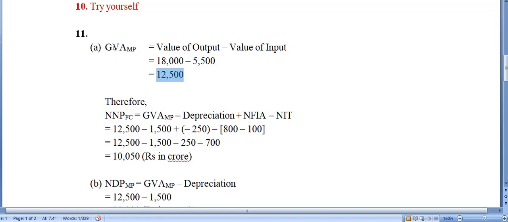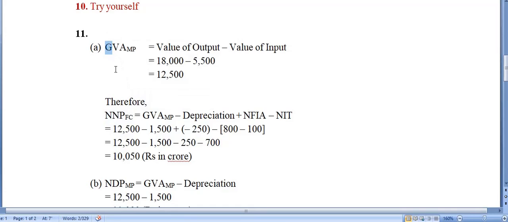So what you need to do? It is gross. The first letter tells you whether it is gross or net. The second letter tells you whether the product is domestic or national. If it is V or D, it is domestic, but if it is N, it is national. A or P means the same thing. Then the last letters, MP and FC. Now you need to convert this.